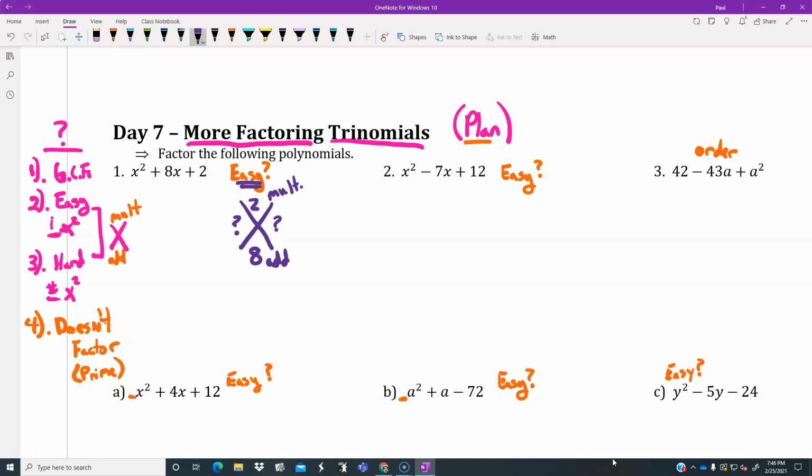So if it can't be come up with two individual numbers, then we would just go right to the bottom of this list and say that that answer is prime. It doesn't factor. There's no way you can come up with multiples for that.